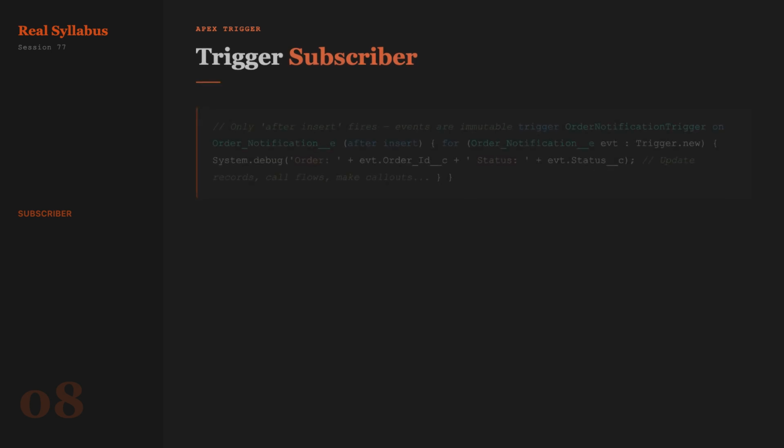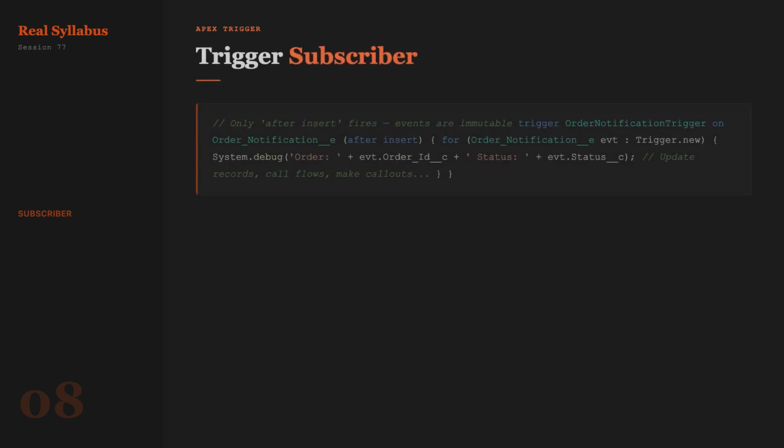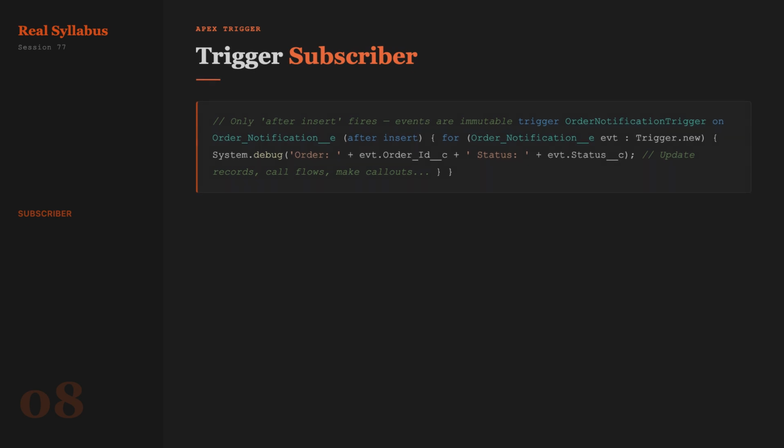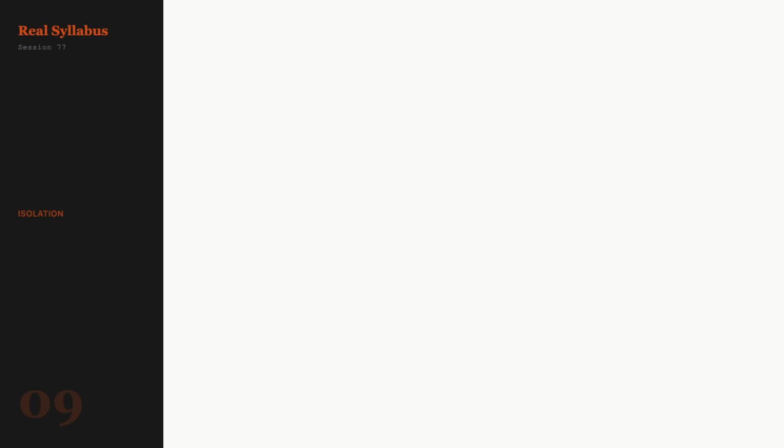EventBus.TriggerContext.currentContext gives you the resume checkpoint mechanism. If your trigger fails partway through processing a batch of events, you can set the checkpoint to the replay ID of the next unprocessed event. Salesforce will retry delivery from that position rather than from the beginning.